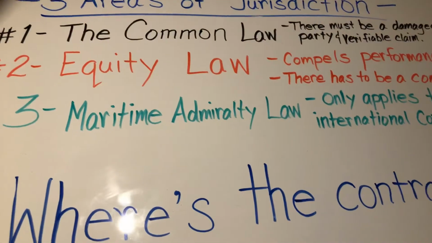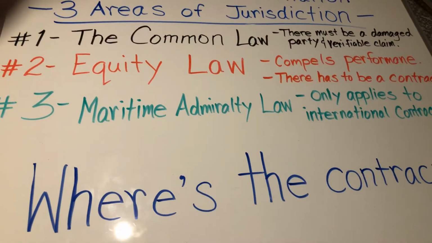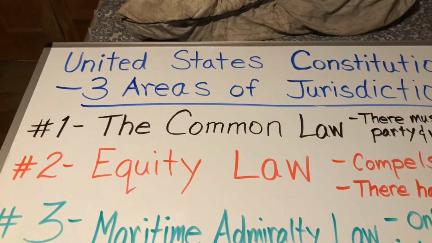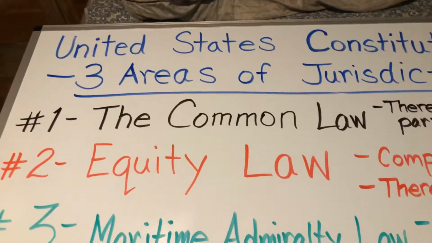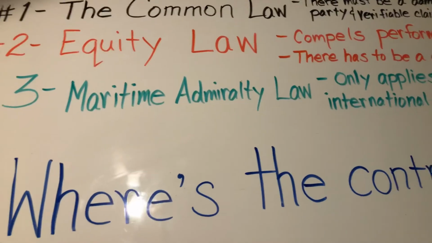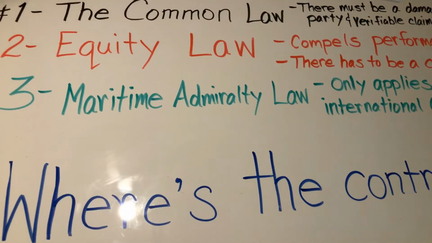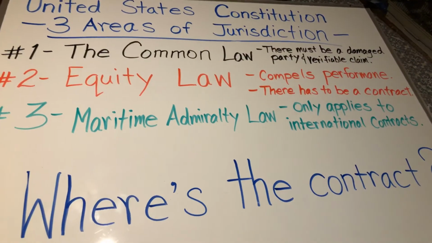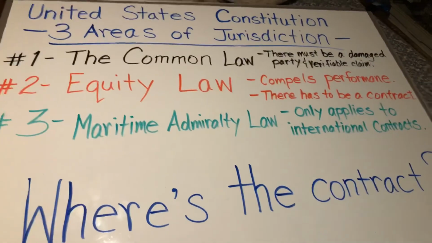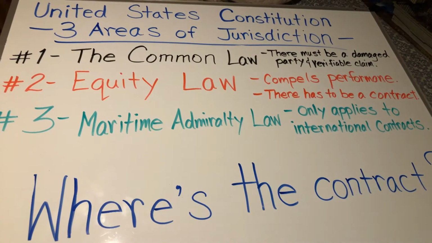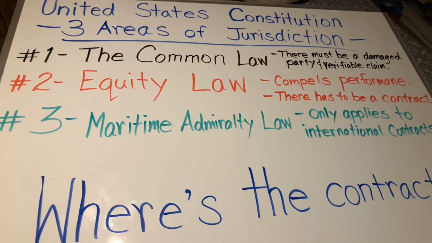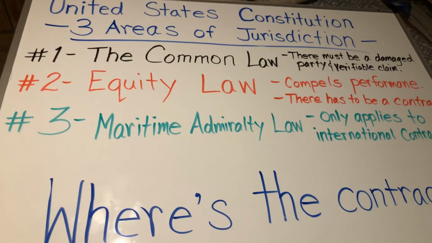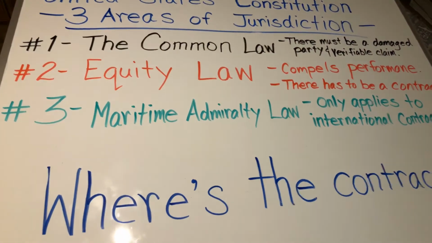So what happened here in 1938? They blended the common law with equity law, and really it's really admiralty law. Why is it admiralty law? Because we've all been entered into international contracts that we don't know about, such as the national debt that's owed to a privately owned foreign corporation called the Federal Reserve Bank.